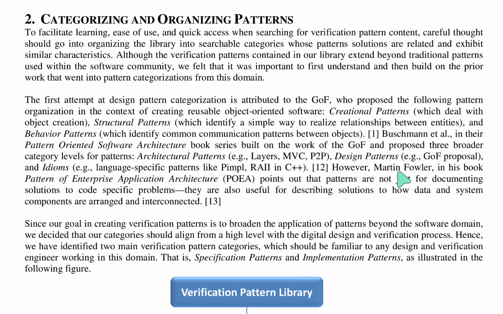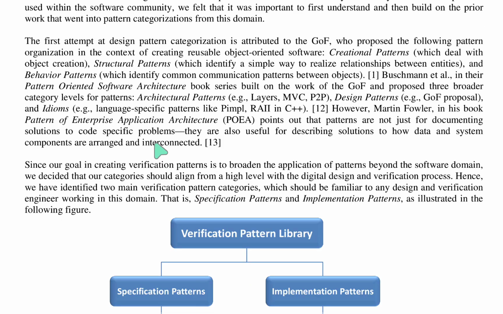However, Martin Fowler, in his book Patterns of Enterprise Application Architecture, POEAA, points out that patterns are not just for documenting solutions to code-specific problems. They are also useful for describing solutions to how data and system components are arranged and interconnected.